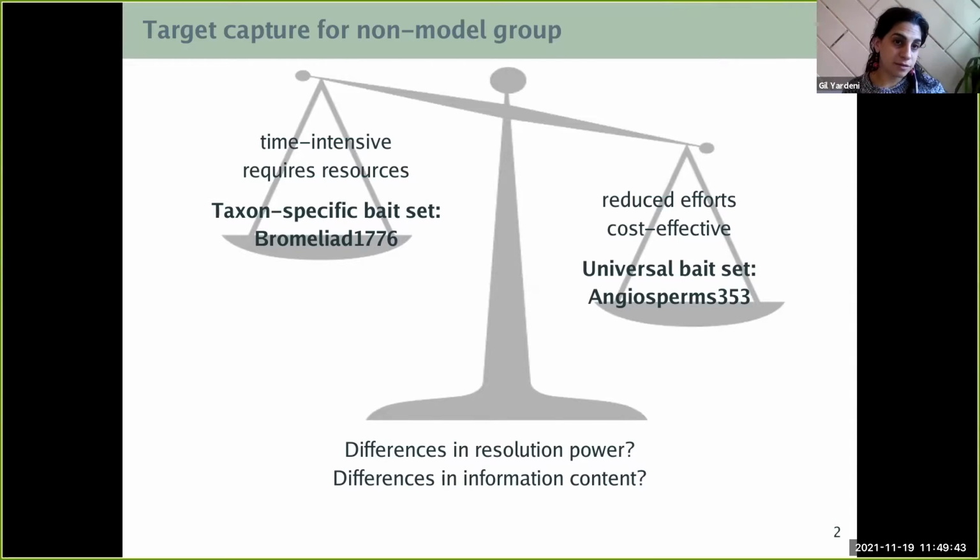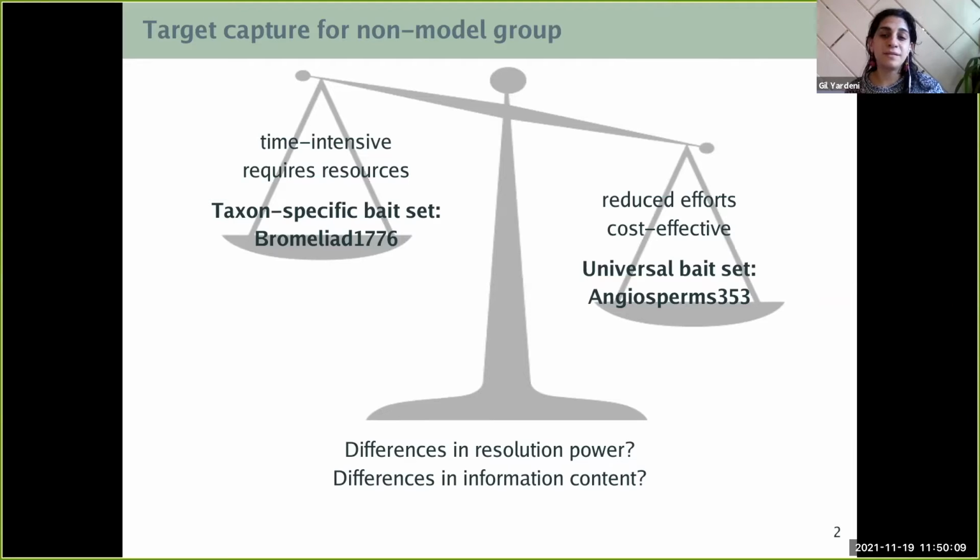When we were planning this project, we found ourselves with a question that we think other groups also face, whether we were going to create our own taxon-specific bait set. In our case, it's a bait set for bromeliads. And creating your own bait set is time intensive and requires resources like a reference genome. And on the other hand, we could use a universal bait set. In this case, the Angiosperms 353 set.